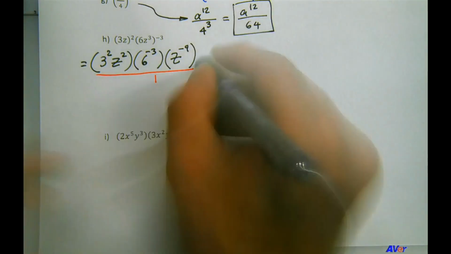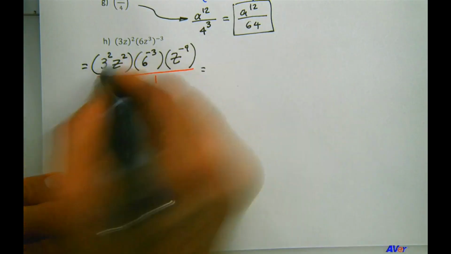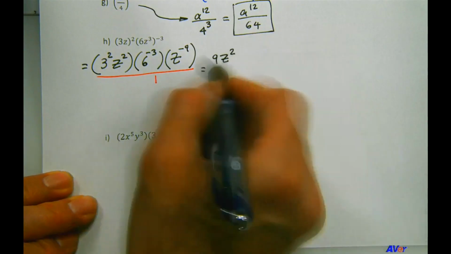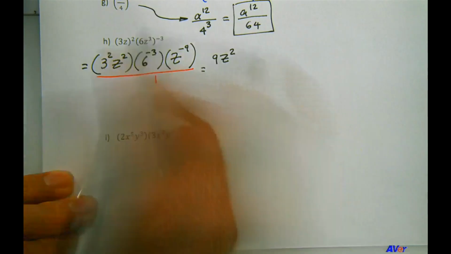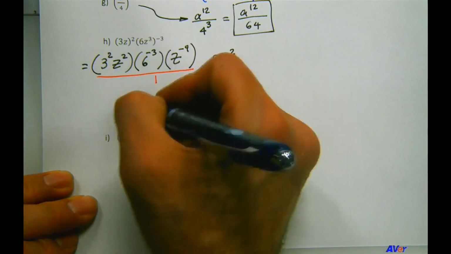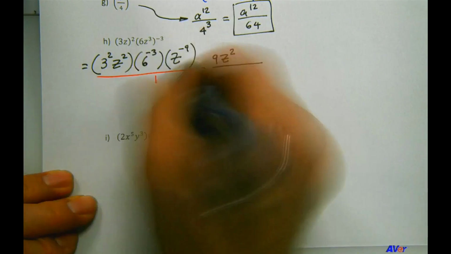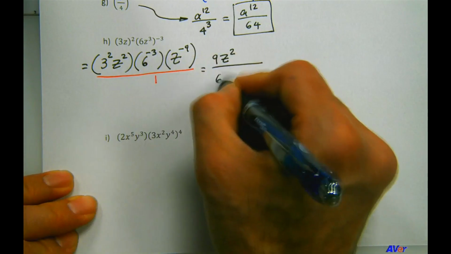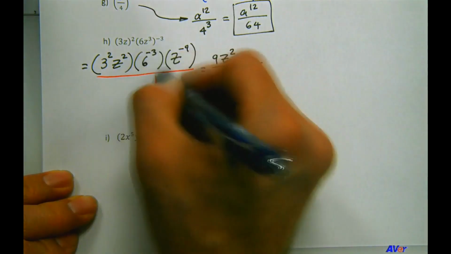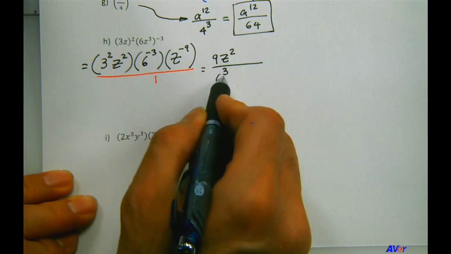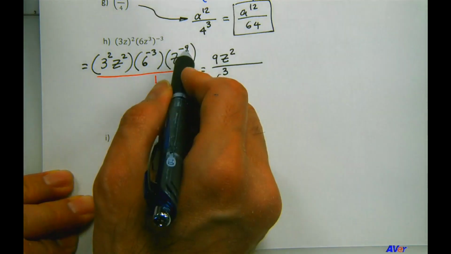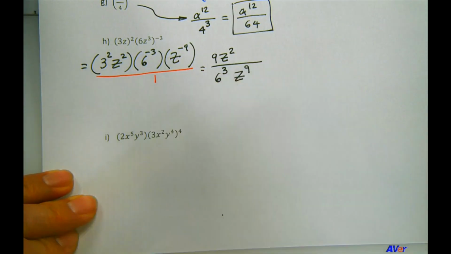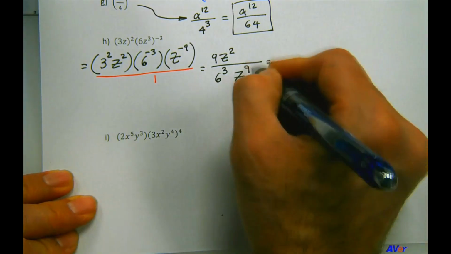In other words, you could do this. You could say, 3 squared is 9, right? So 9z squared. I'm keeping those where they are because they have positive powers. Now 6 to the negative 3 power, I'm going to send that down to the denominator. So 1 is not going to be by itself anymore. Now we have 6 cubed. It was in the numerator, now it went to the denominator, and the power became positive. And z to the negative 9th can also go down and become z to the positive 9.